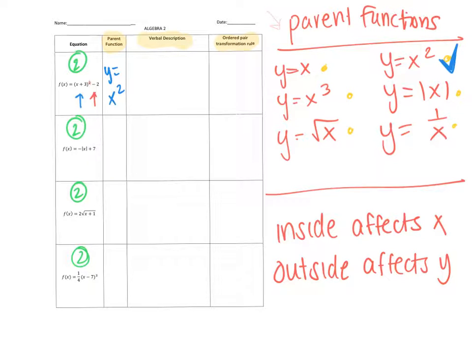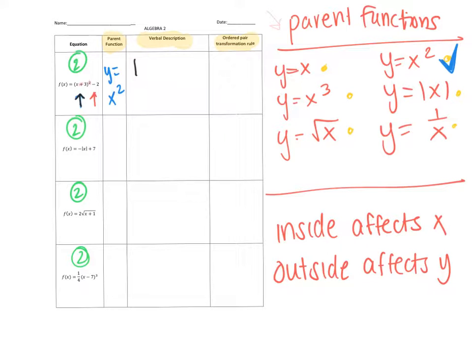Then you're going to come over to the right, and you're going to do verbal description, okay? So for verbal description, I just want you to list whether it's left 5, right 5, up 5, down 5, whatever you need to do, okay? So the first one we're going to do is we'll attack the inside first, okay? So here we see a positive 3. Remember, the inside is horizontal, so it's going to change our x. And remember when we have something inside, it's the opposite. When we see a positive, we have to remember that it's actually doing the opposite.